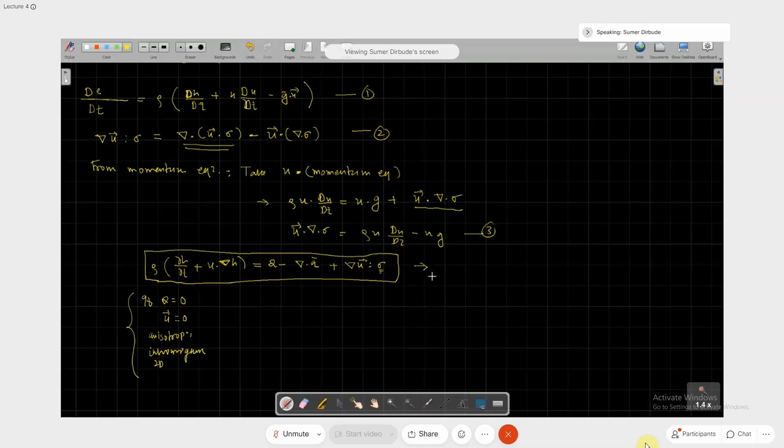for simplified special cases when H is a function of T and pressure P, when H is a function of temperature T and pressure. Pressure dependence is very small. So generally Cp is defined as del H del T at constant pressure P, and by defining this you can write this expression as rho Cp del T plus U dot del T is equal to, and noting that q is coming from Fourier's law.